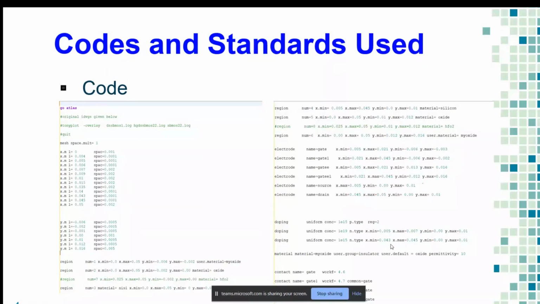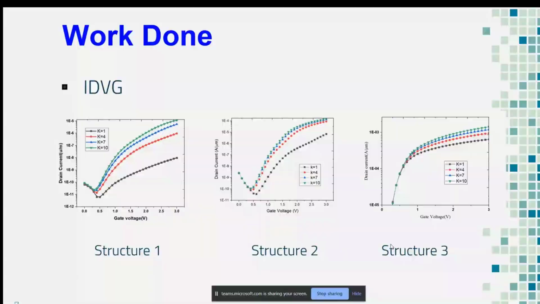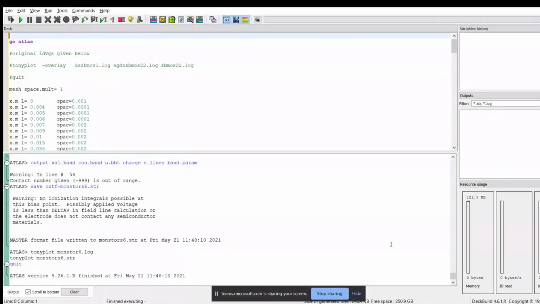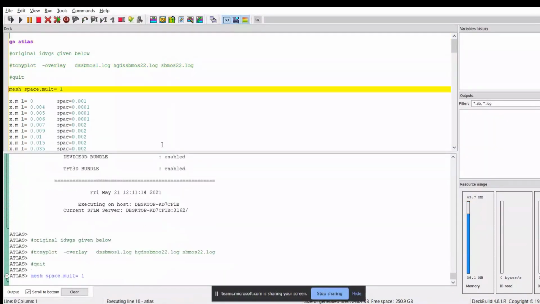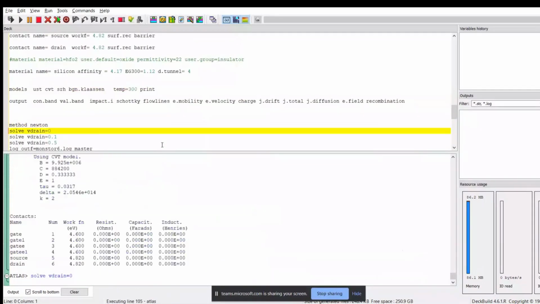And similarly, I'll go ahead with the demo of the project. Is this visible? My code in the DeckBuild. Is it visible? Yes, yes, miss. Okay, so I am running this right now.